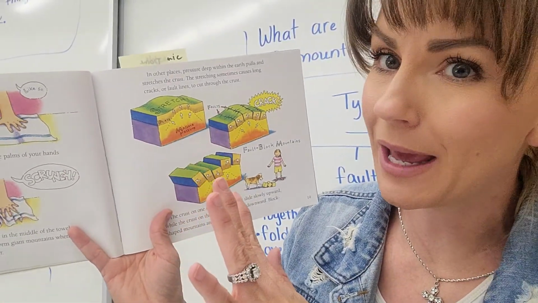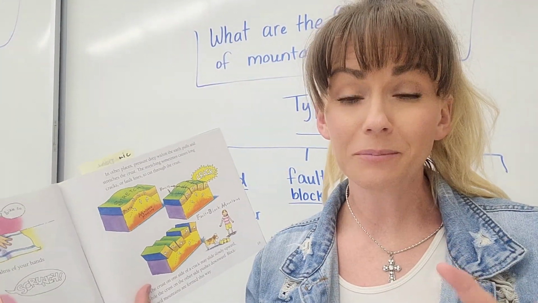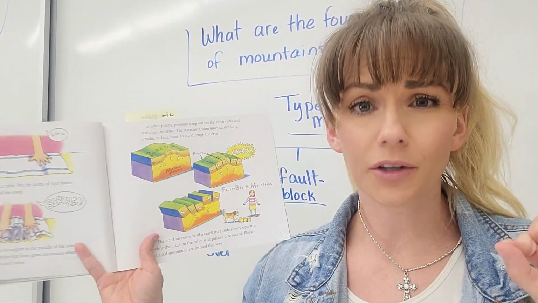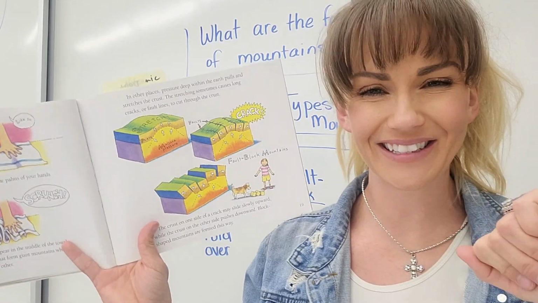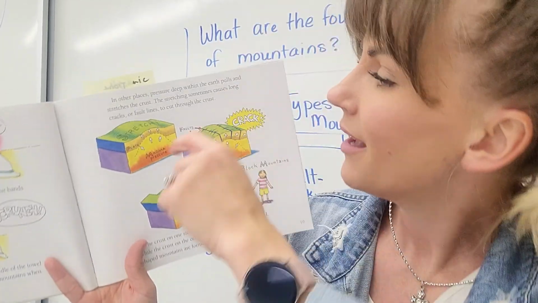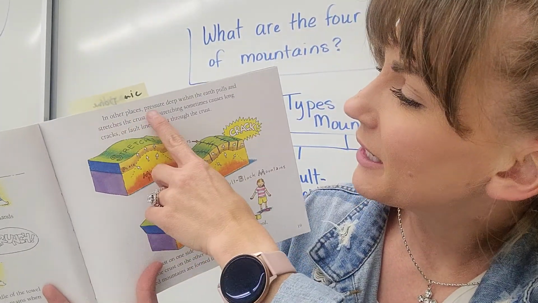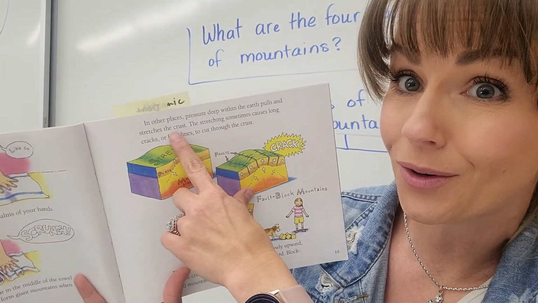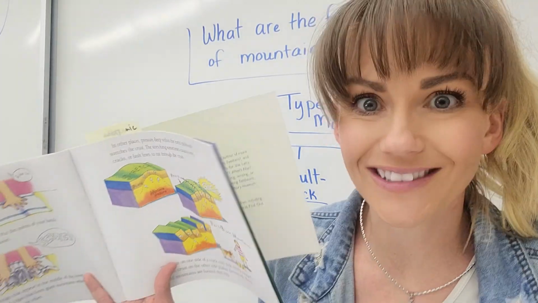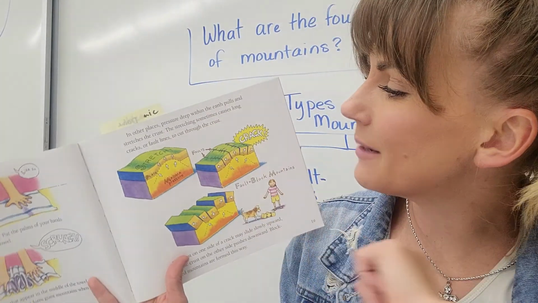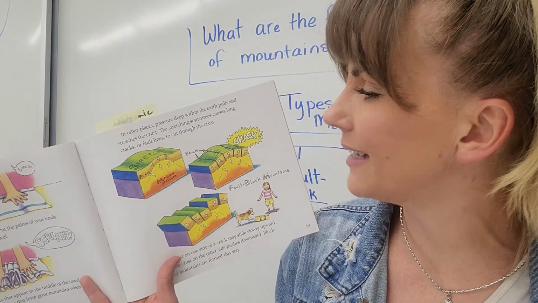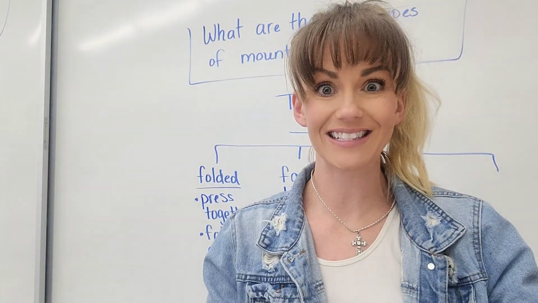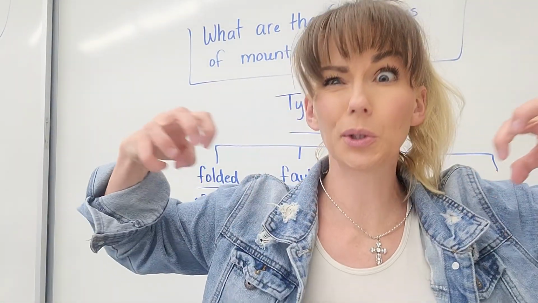Let's read that again. Remember what I said yesterday? When you forget something that you learned in a book, go back and look at it. So let's look again before we write. It says, in other places, pressure deep within the earth pulls and stretches the crust. So we need to write pulls. The stretching sometimes causes cracks or fault lines to cut through the earth's crust. So let's write pulls apart.